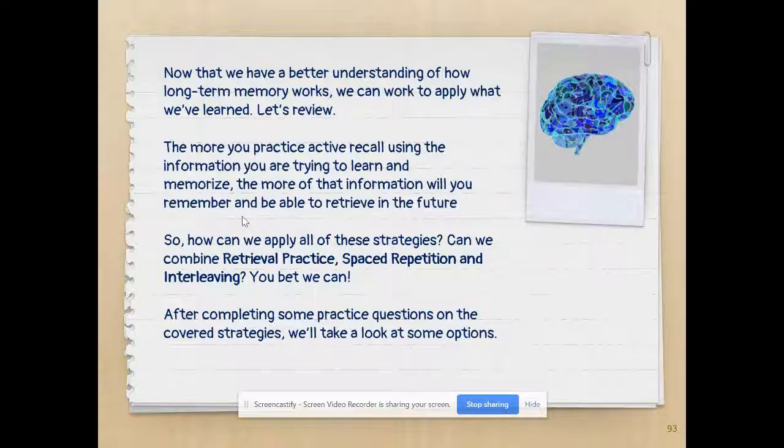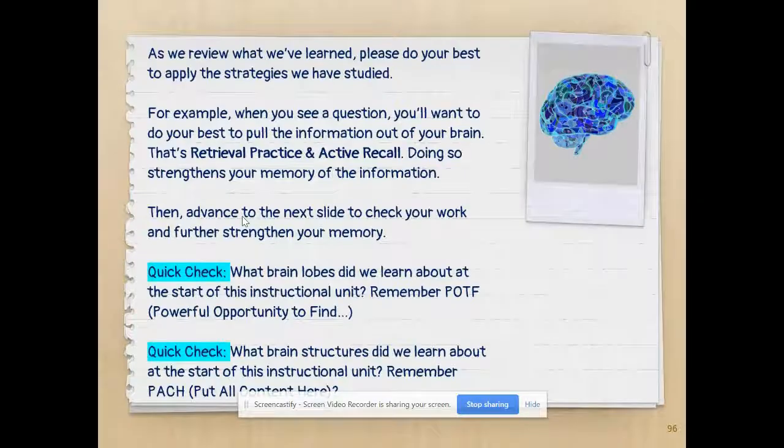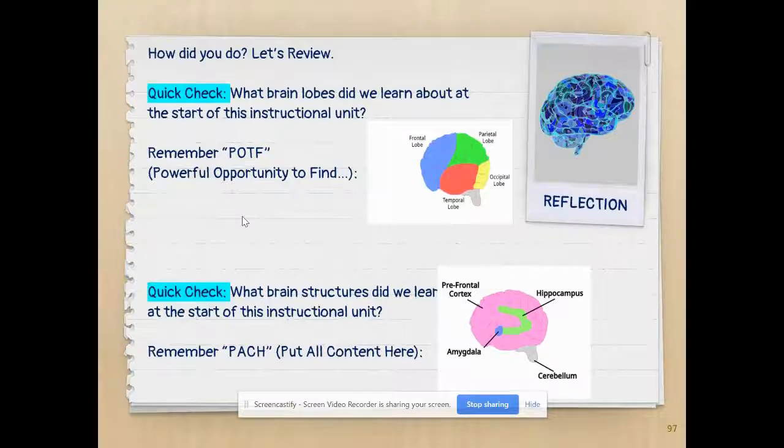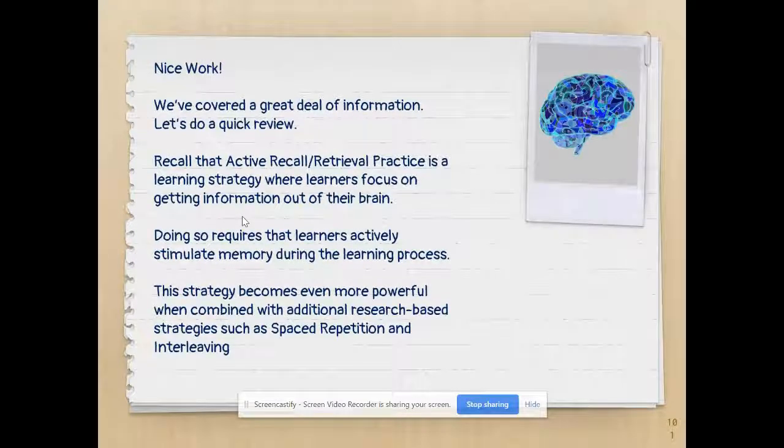So the more we practice active recall using information we are trying to learn and memorize, the more of that information we'll be able to remember and be able to retrieve in the future. Okay, so as we continue, let's take a moment and review. Active recall and retrieval practice is a learning strategy where learners focus on getting information out of their brains. Doing so requires that learners actively stimulate memory during the learning process. This strategy becomes even more powerful when combined with additional research-based strategies such as spaced repetition and interleaving.